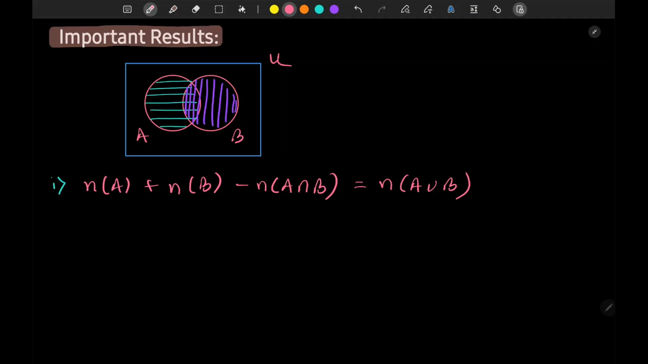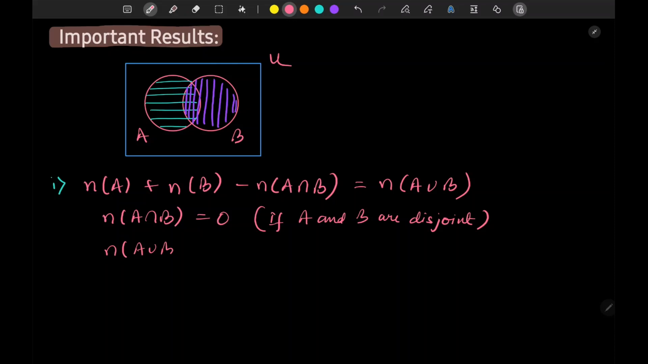It follows that if the sets are disjoint, then A intersection B will be a null set. In that case, n of A intersection B will be 0. And in that case, n of A union B will be equal to n of A plus n of B.